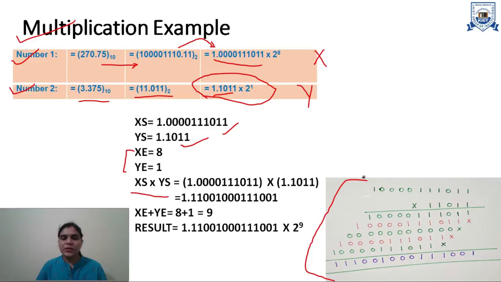Students already studied binary multiplication in previous lectures. Now the two exponents will be added. 8 plus 1 equals 9. Here, as you can see, the result is already in normalized form. So we will write the result and the exponent of the result. In this way, we can solve the multiplication of two floating point numbers.